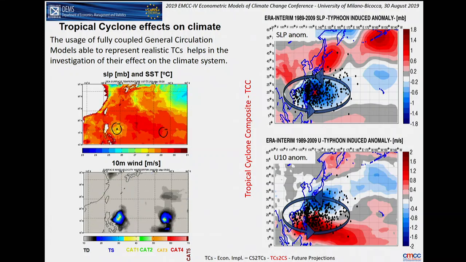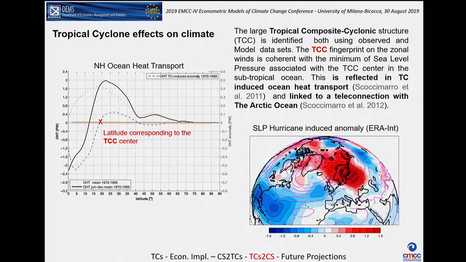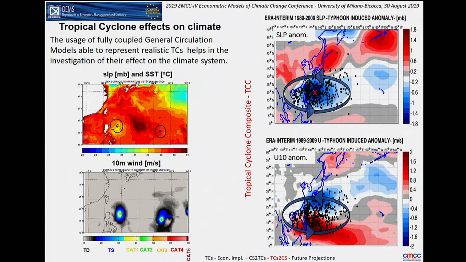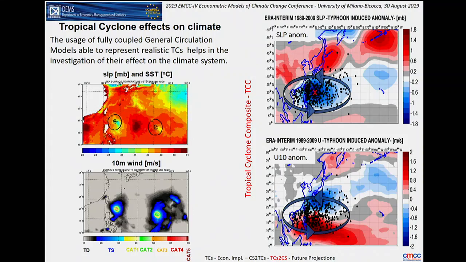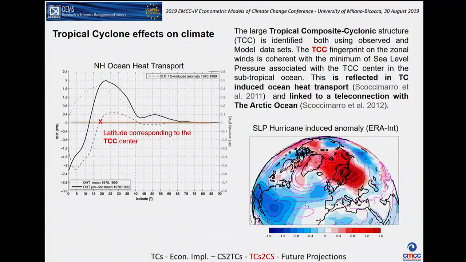And this is something that is leaving a signature in the ocean, also in terms of heat transport. If you take a look at the ocean heat transport, this is the latitude, this is the ocean heat transport in petawatts. You can see that the anomaly induced by the cyclones is positive northward of 20 degrees, and 20 degrees was the point where we had the maximum number of genesis, and negative southward of this number here. So tropical cyclone activity is affecting the oceanic transport and also the average heat content over the tropical domain.